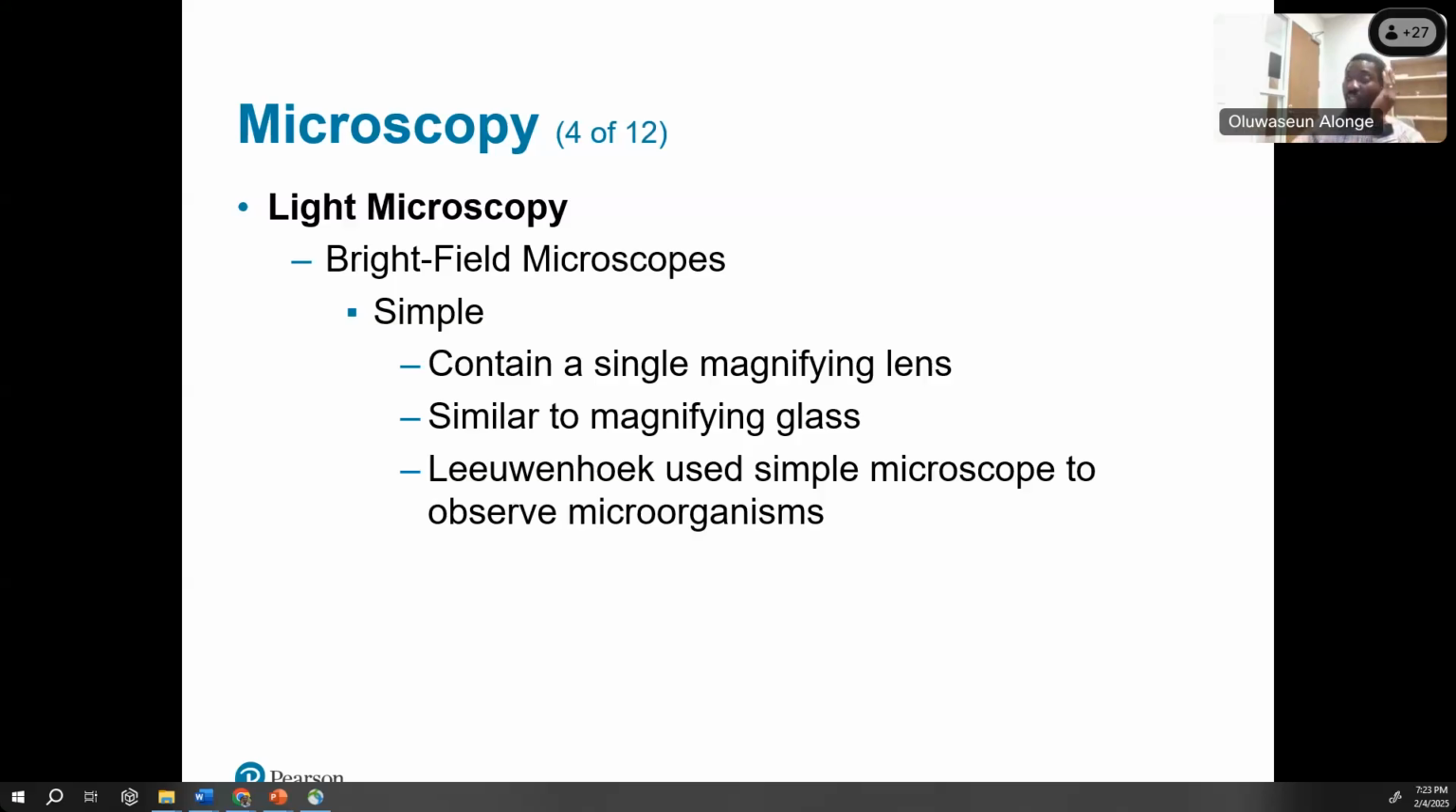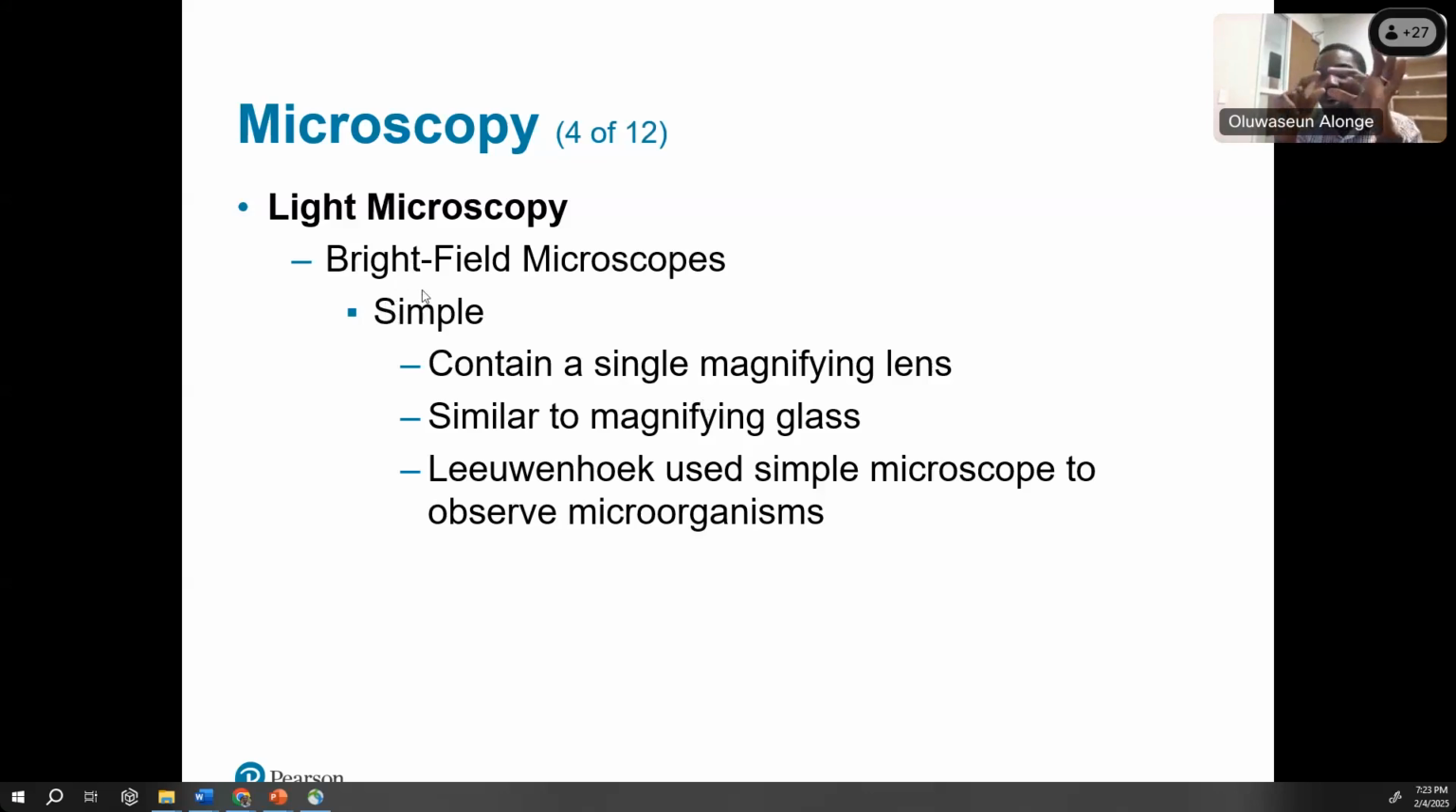So the light microscope uses light, while the electron microscope uses electrons. Now, the simple one contains one single magnifying lens, so we call it simple. There is one that is compound, which will contain multiple lenses.